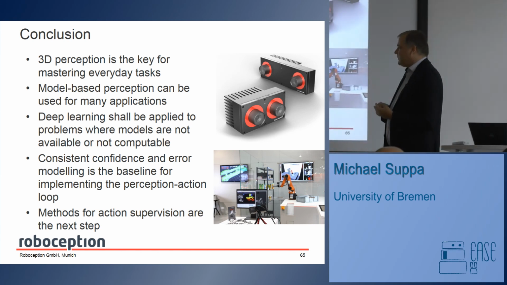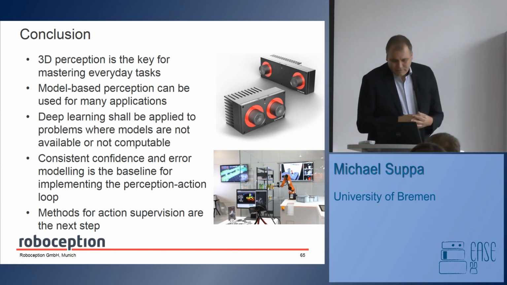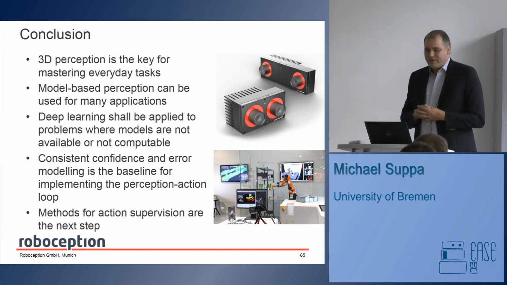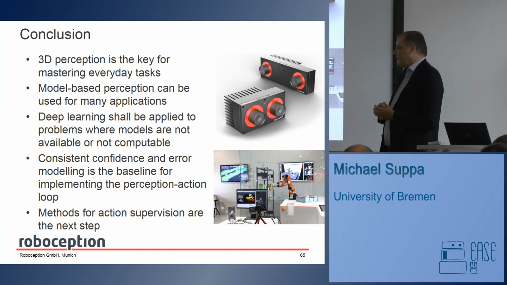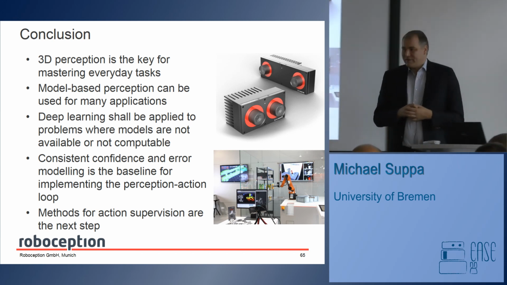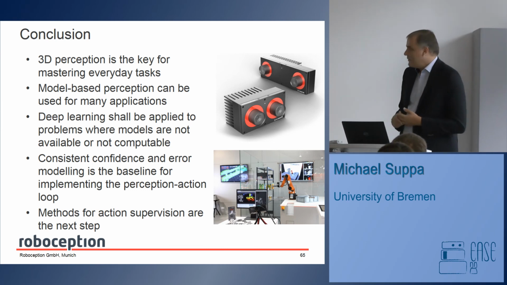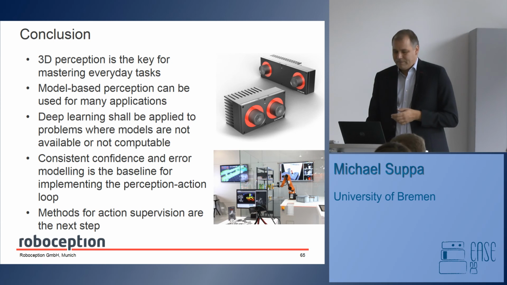Think about consistent confidence and error modeling, which is a baseline for robust perception-action loops. And what is still a research topic, and where a lot of effort should go in the future, is methods for active supervision of tasks. So what's really going on? How do we deal with error in execution of tasks? That's, I think, the next big thing we have to address in robotics.